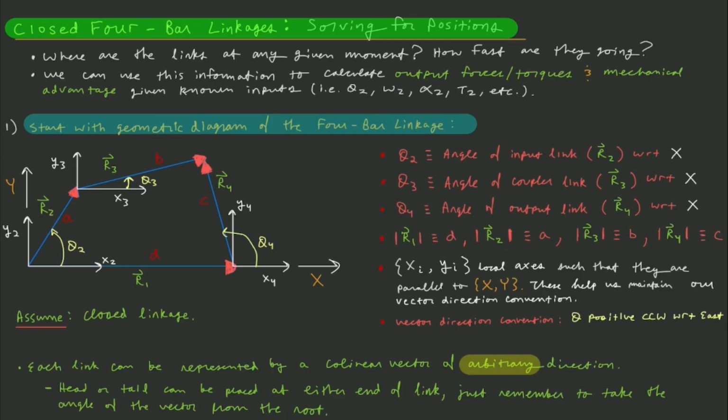What we're saying is each link in this closed linkage can be represented by a collinear vector of arbitrary direction. The head or tail of the vector that we use to represent the link can be placed at either end of the link. Just remember to take the angle of the vector from the root. Here, we've drawn R2 in this direction, R3 in this direction, R4 in this direction, and R1 in this direction. You can choose any direction you like. R2 could be drawn like this, R3 could be drawn like this, etc. You just have to remember to take the angle at the root of the vector. These are just the arbitrary directions we've chosen, and therefore the appropriate angles corresponding to them.